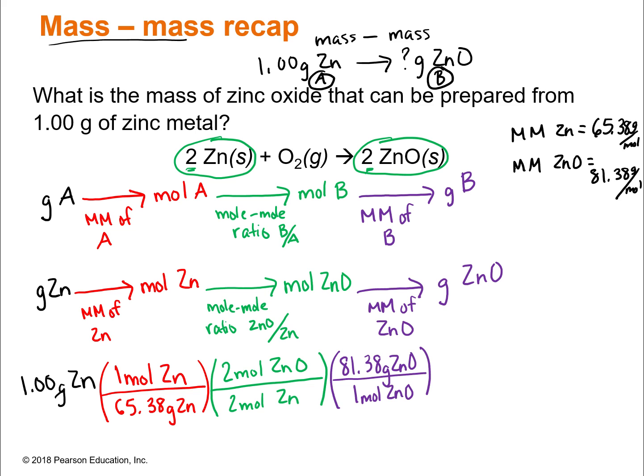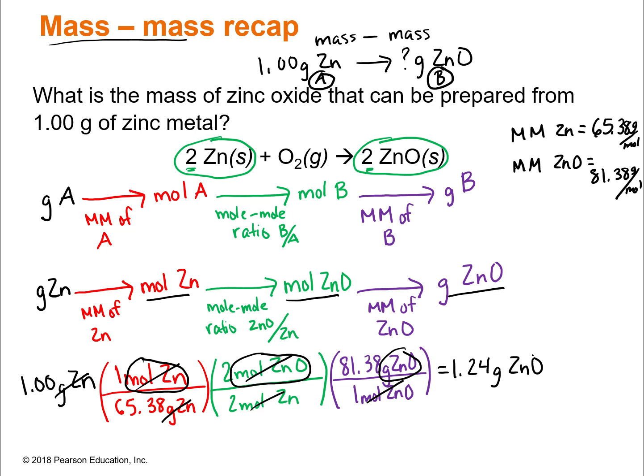When we make sure that our units cancel, the first thing we did was figure out the moles of zinc. Then we figured out the moles of zinc oxide. Then we got all the way to grams. So each time you cancel each step, you can see that it matches up with your plan. When you put that into your calculator, you should get 1.24 grams of zinc oxide.